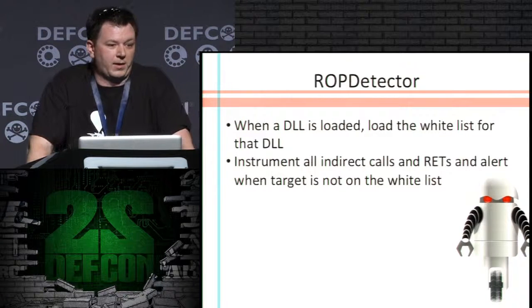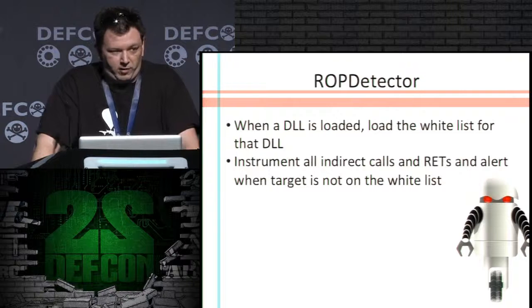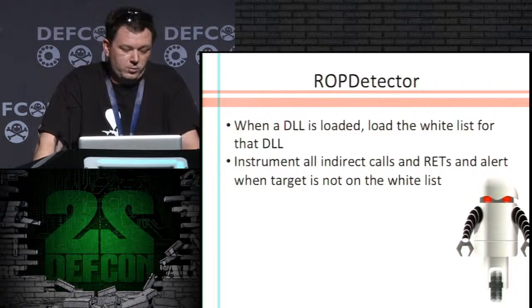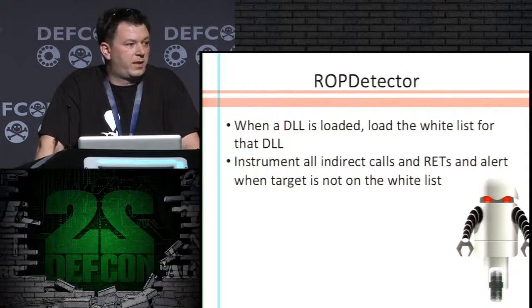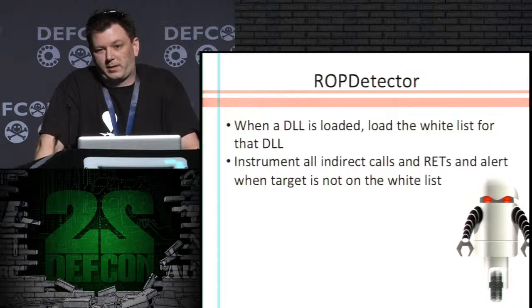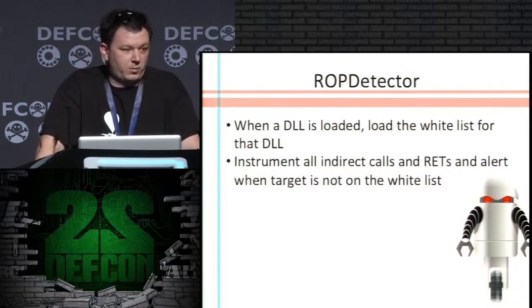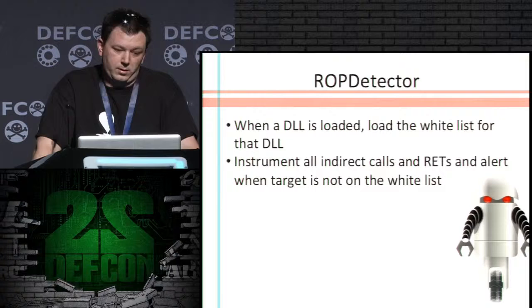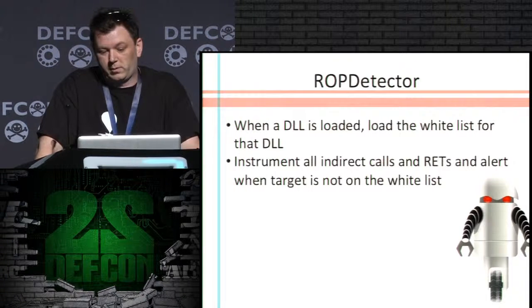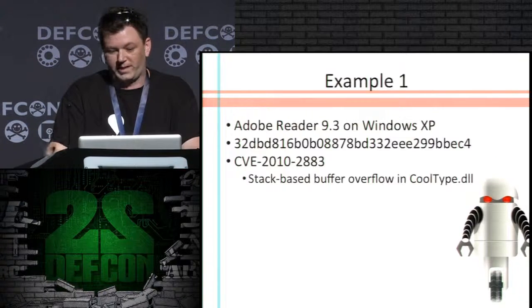So now that we have all this, let's detect the ROP. We have another PIN tool. When a DLL is loaded, PIN gives you the location of that DLL on disk. So I take that location, open up the file, hash it, and then take that hash and load the whitelist for that. Then I instrument all indirect calls and returns, and if you're not on the whitelist, you're a ROP.